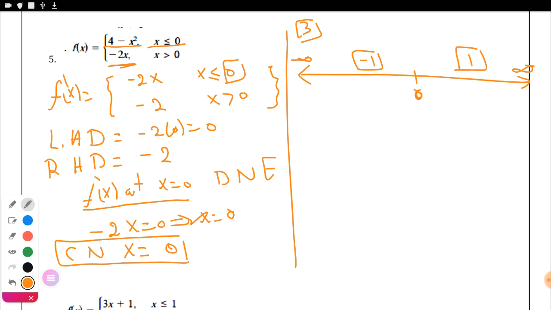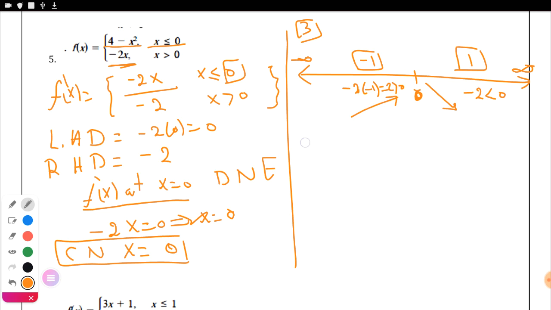The test value here is negative 1, so I replace in which rule, the upper one or the lower one? Here I choose negative 1 for x less than 0, so I replace in the first rule. Negative 2 multiplied by negative 1 is 2, greater than 0, so the function is increasing. For the test value greater than 0, I replace in the second rule, it means negative, less than 0, so the function is decreasing.